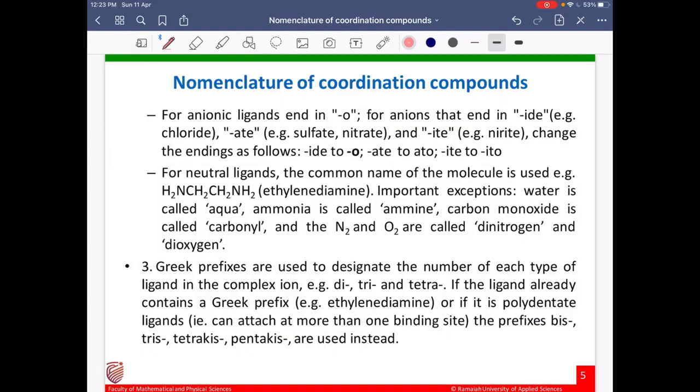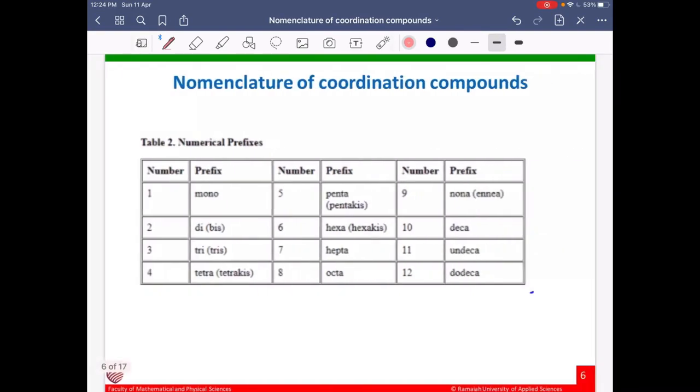Now, based on the number of ligands in the complex, Greek prefixes are used to designate the number of each type of ligand in the complex ion. For example, if the same ligand occurs twice, we call it di. If 3 are there, tri. If 4 are there, tetra. Now, if the ligand is a polydentate ligand, then instead of di, tri, tetra, we will use bis, tris, tetrakis, pentakis.